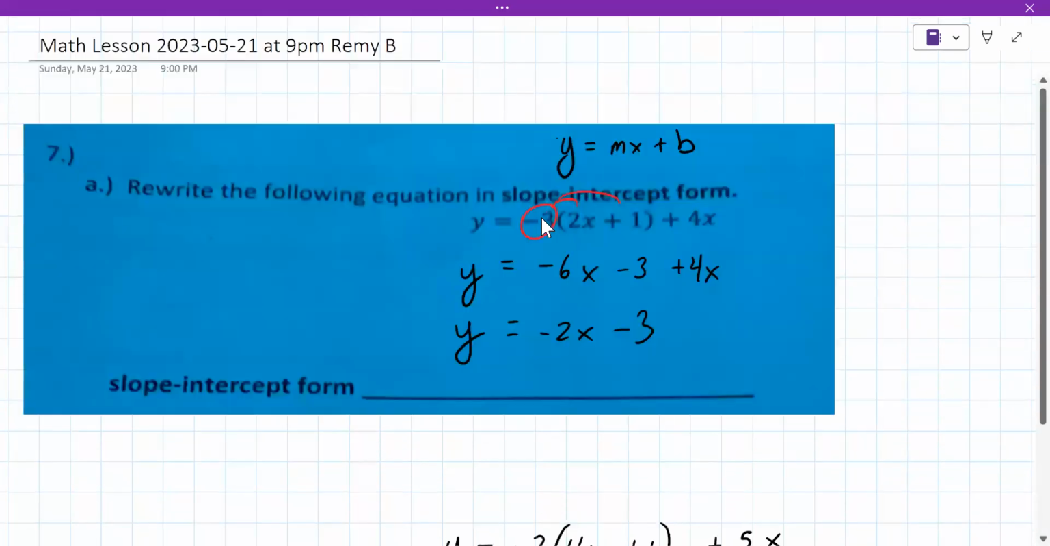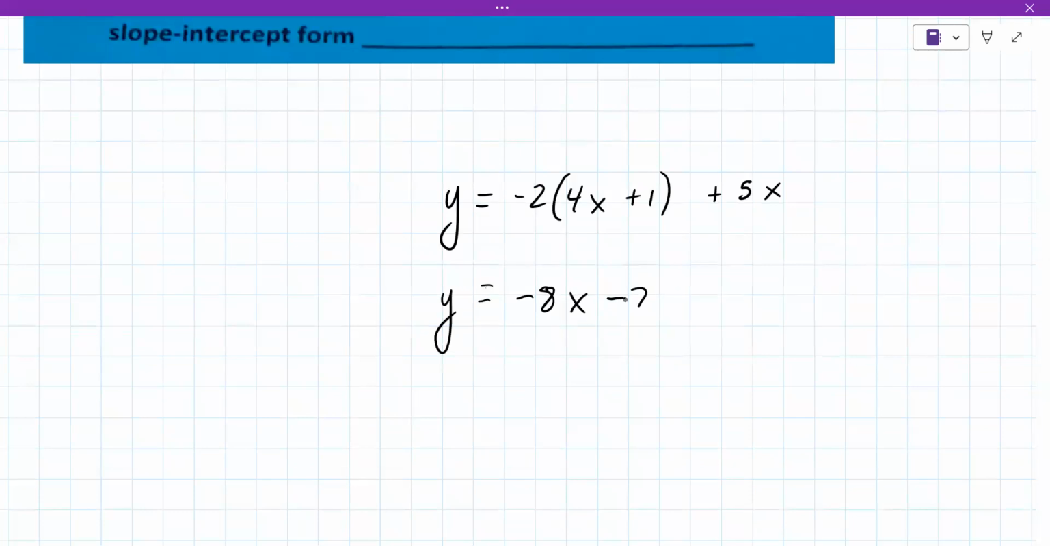Let's go back and look. We multiplied -3 times 2, that gives you the -6x. -3 times +1 gives you the -3. So -2. Okay. So we got -2 plus 5x. And then you do -8x plus 5x, which is -3x.